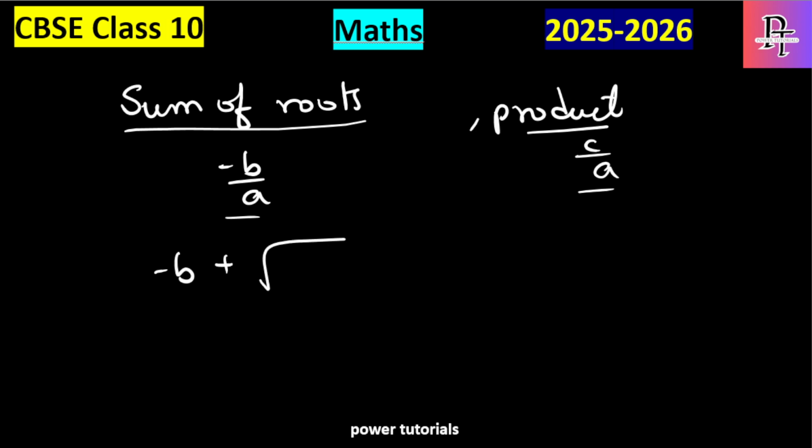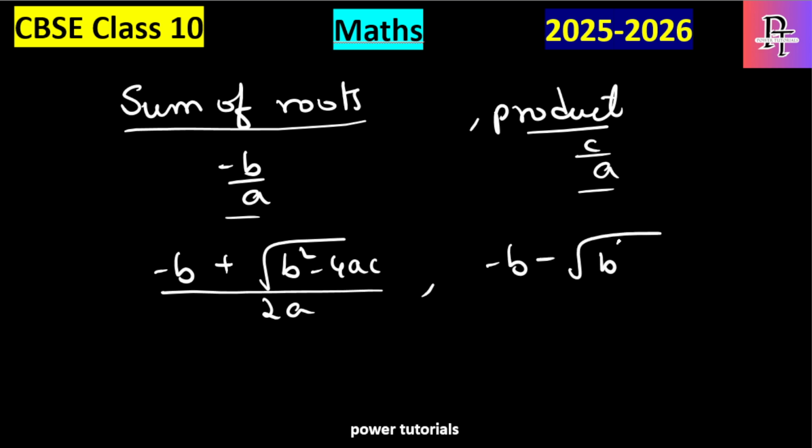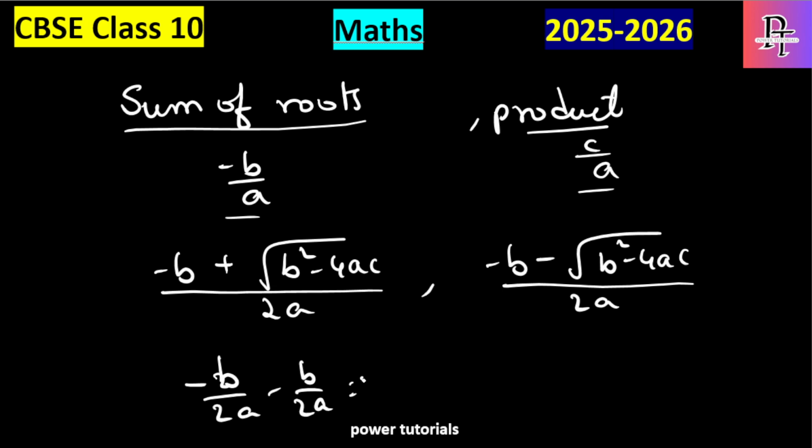It is minus b plus root of b square minus 4ac, by 2a, is the first root. The second root is minus b minus root of b square minus 4ac, by 2a. So if I add these two, what will happen? The plus and minus root of b square minus 4ac by 2a will get cancelled out. So you will be left with minus b by 2a minus b by 2a, which is equal to minus 2b by 2a. The 2 gets cancelled. Hence we get the sum as minus b by a.